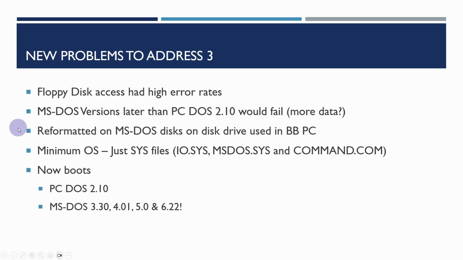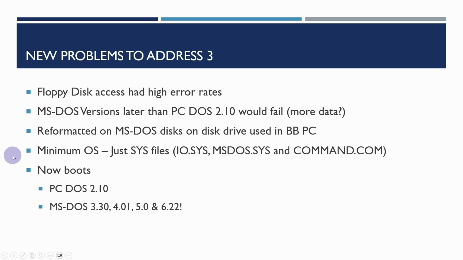So what I have done is reformat all of the MS-DOS disks I'm using for this on the floppy disk drive that I'm using in the Breadboard PC, and I have got an old Dell computer that I can plug this into, which uses the same drive, and that seems to have made quite a bit of difference. I'm just basing these on the minimum OS, so this is just what you get with a format /s. So you get io.sys, msdos.sys and command.com.